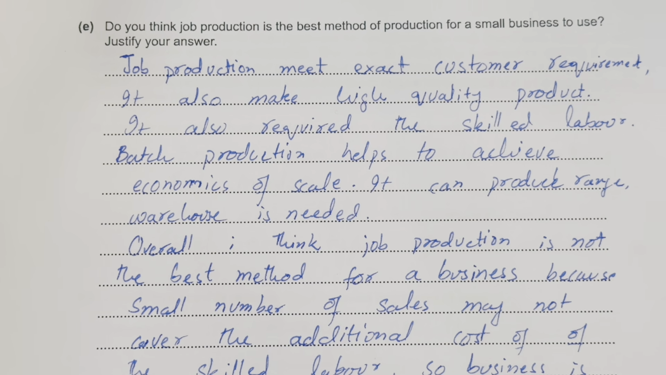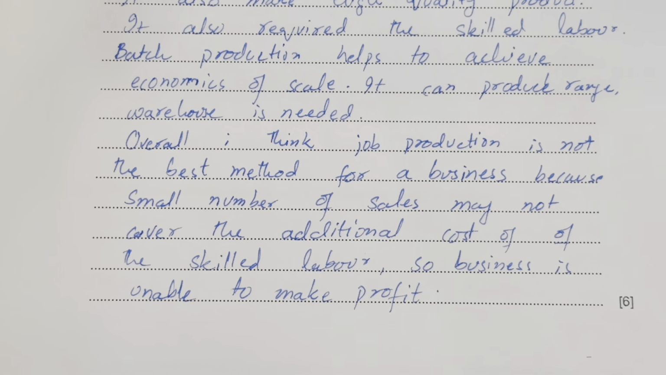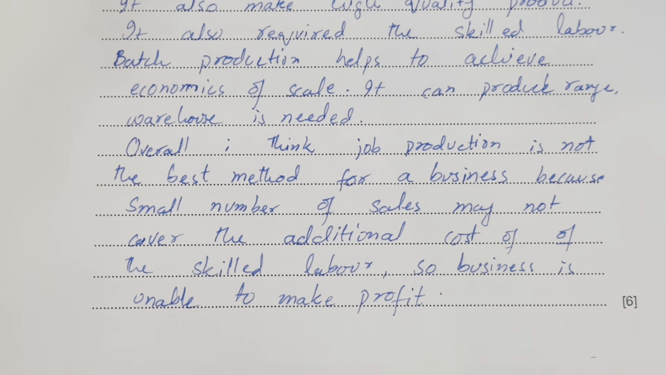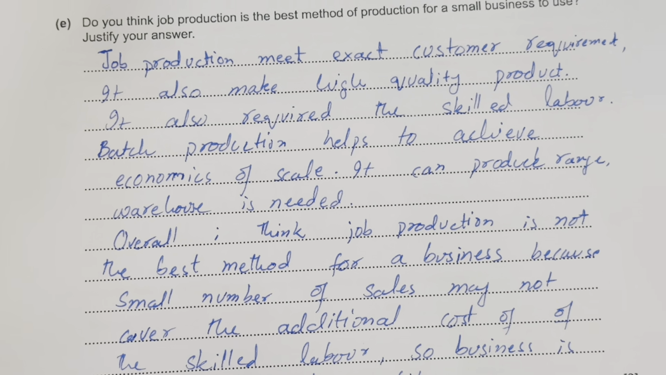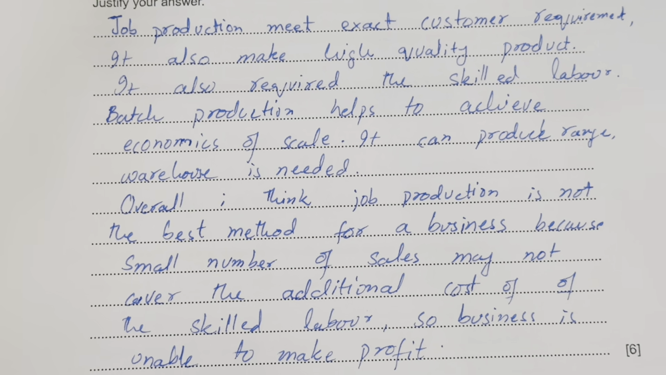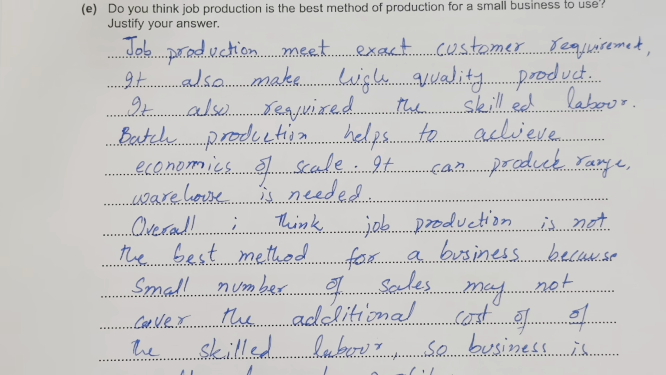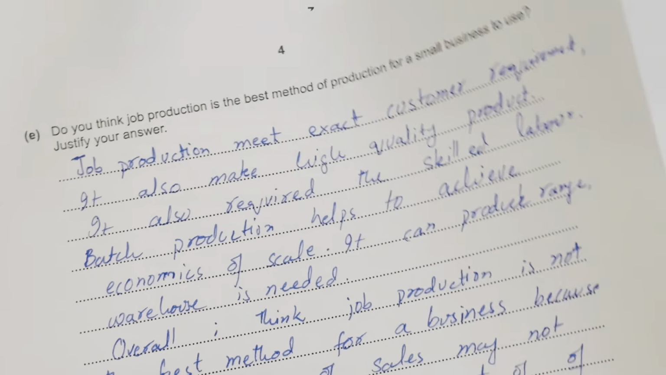We need to answer it and justify as well. I have written overall: I think job production is not the best method for a small business, because a small number of sales may not cover the additional cost of skilled labor, so the business is unable to make a profit. This is a 6-mark question and you need to justify it properly. No extra information is required, just stick to your points and your logic. Now we will move to question number 2.